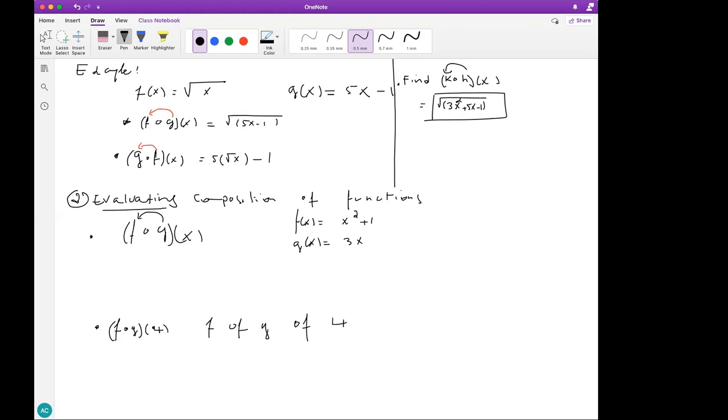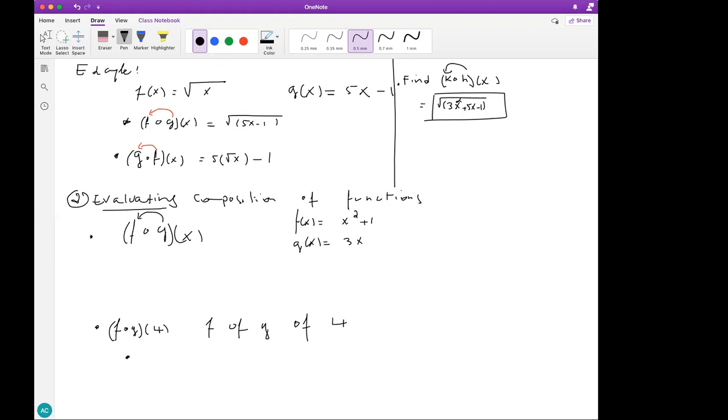But the good thing is you don't have to find the mix first. You don't have to find this first and then plug 4 into it, unless you already have the composition of the two, maybe from the previous question. For example, here you plug g into f and end up with a new function, and you can plug 4 into it. If you don't have it, you don't have to find it. We have an easier way to do it. You can do it in 2 steps.